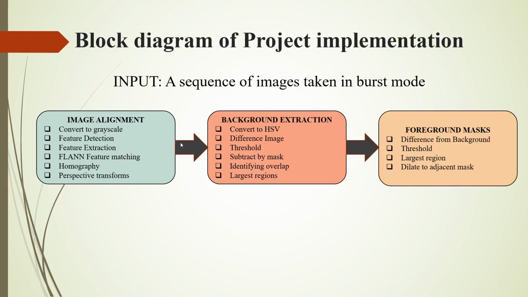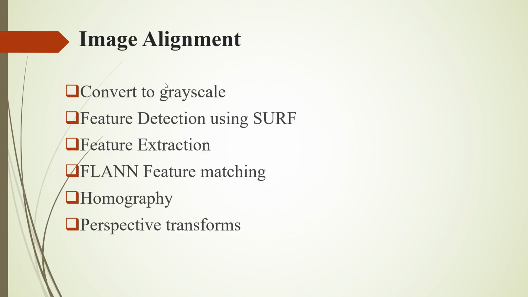So here is a basic block diagram of my project implementation. It includes the image alignment, the background extraction phase, the foreground masks phase, and finally compiling the background and the foreground images together to get the final output. The input to this project will be a sequence of images taken in burst mode. These can be taken using a high-end DSLR camera or a high-end smartphone.